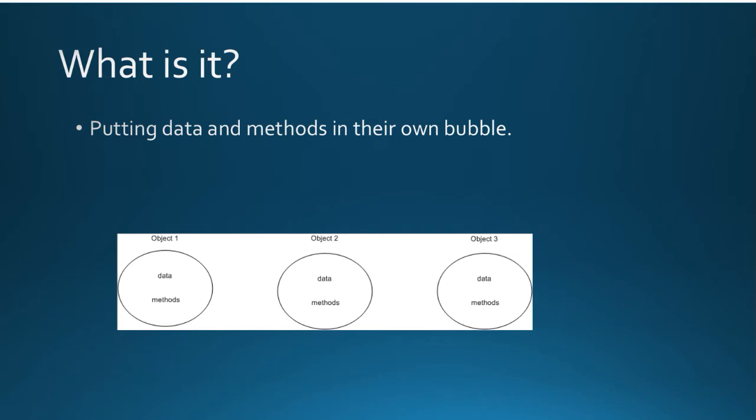So what is it? Well, encapsulation is basically putting data and methods in their own bubble. Now, you still want your users, users being other people using your classes, or yourself, to have access to what they need to have access to. But as a general rule, you should never just let them have access to your variables or attributes in this case. You want it to go through some sort of channel so that you can control how they're accessing it. And I'll show you how to do that in the next video when we start getting into some coding.